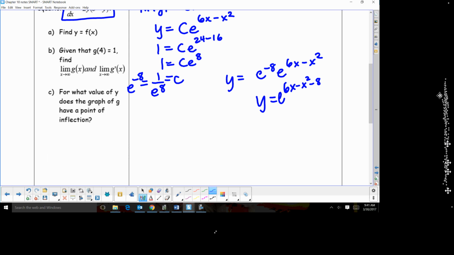So part B. Given that g of 4 is 1, find the limit as x approaches infinity of g of x and the limit as x approaches infinity of g prime of x. Again, when I hear these limits, and I know it's logistic, I think it's easiest to just sketch it, and then everything's going to be a lot easier. So let's sketch this logistic growth equation from that differential equation, what we know.